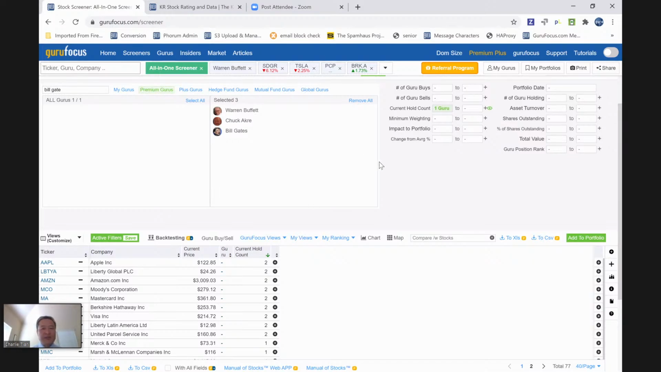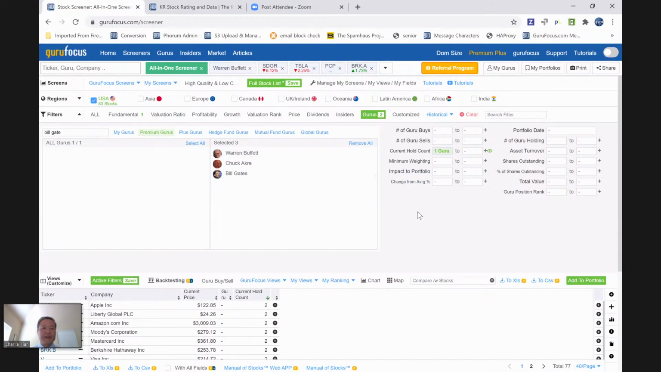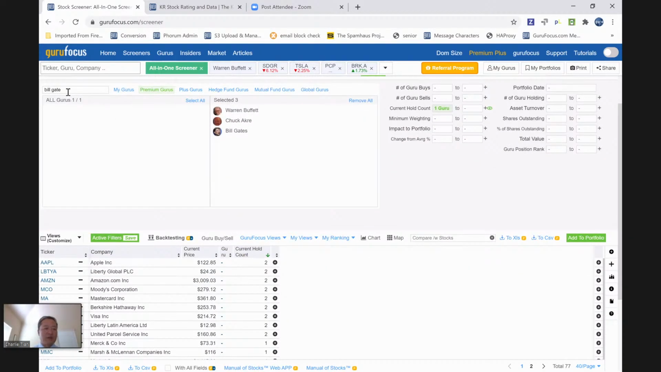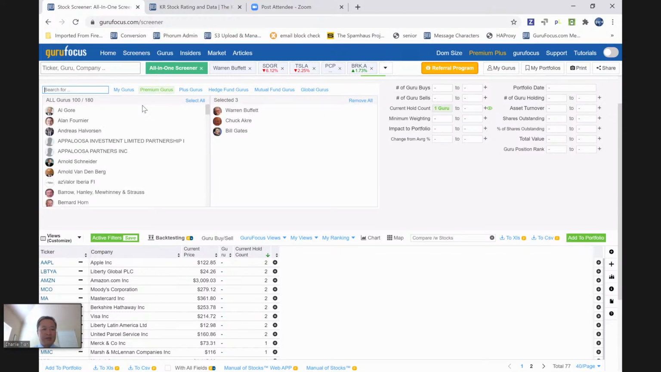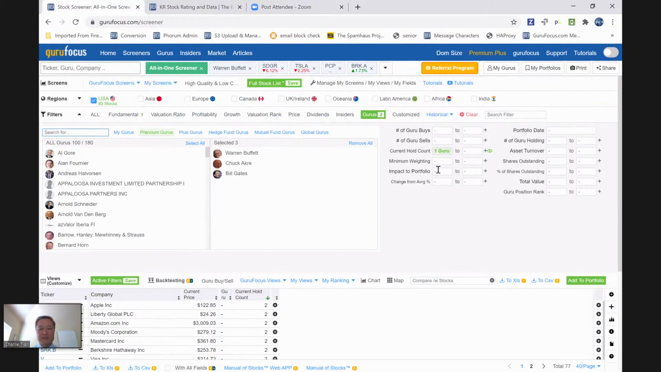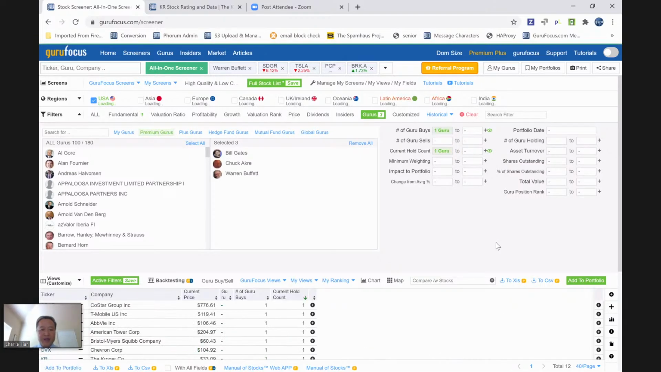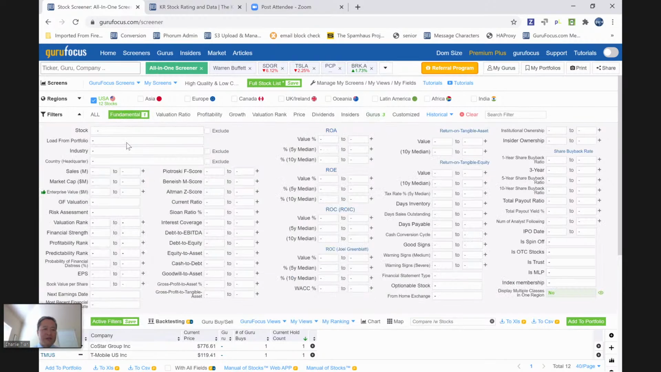So you can use the all-in-one screener to find out the common holdings of your favorite gurus. You can always search here for your guru's name, and then you can find their common holdings. You can also check, for instance, that at least one guru is buying the stock, and combine it with other fundamental parameters.